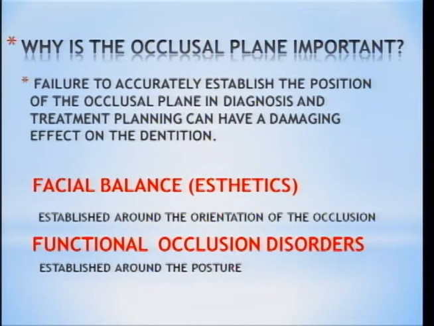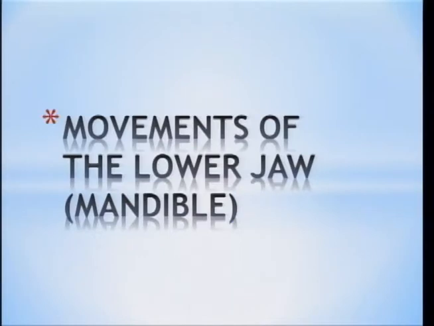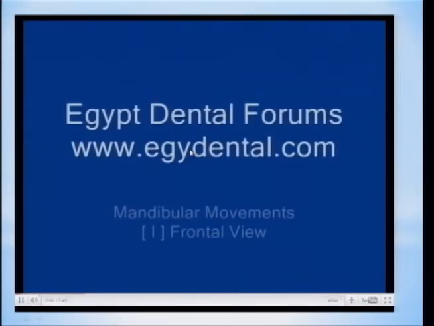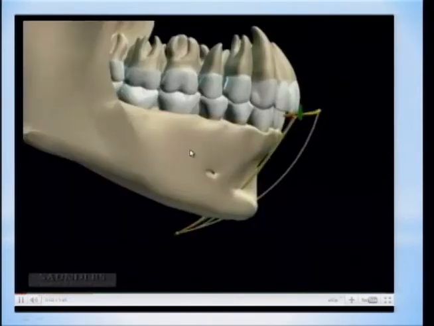Okay. So why is the occlusal plane important? It's very important for us to establish occlusal plane for facial balance and for a good functional occlusion. Okay, and I will just show you a little bit of the movements that we can do, and again, I got this from the internet.